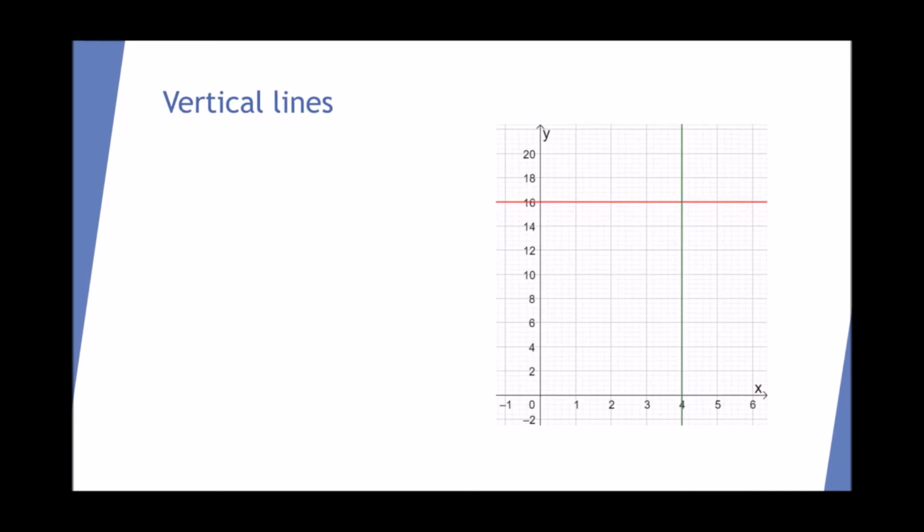So it's great to have horizontal lines, but what about vertical lines then? Here we see a green vertical line, and if we think about it, it doesn't cross the y-axis, so there's no y-intercept. It goes infinitely up, but there's not really a gradient. So there must be something different here. Now we saw that the horizontal line in this case was y equals 16. So if horizontal is y equals 16, then maybe vertical is x equals something.